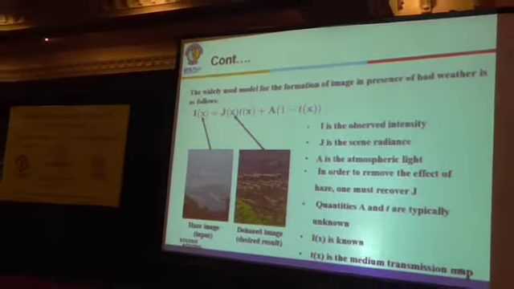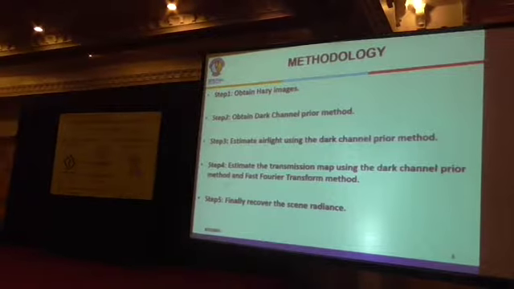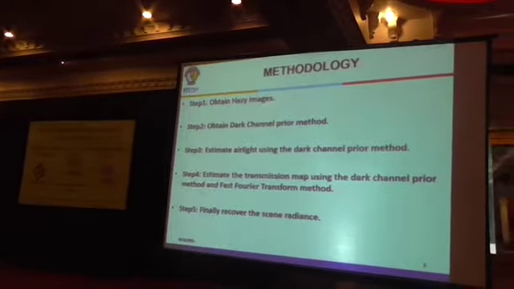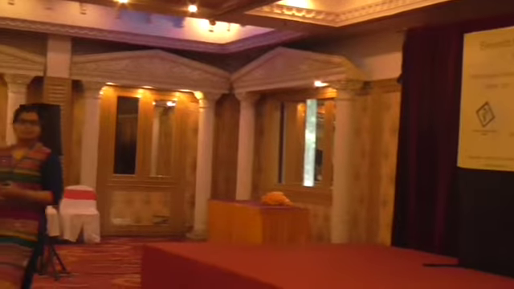So this is our methodology for the proposed work. First obtain the hazy image, then apply the dark channel prior method, then estimate air light using the dark channel prior method, then estimate the transmission map using the dark channel prior method and the fast Fourier transform method, and then finally we get our result J of x.